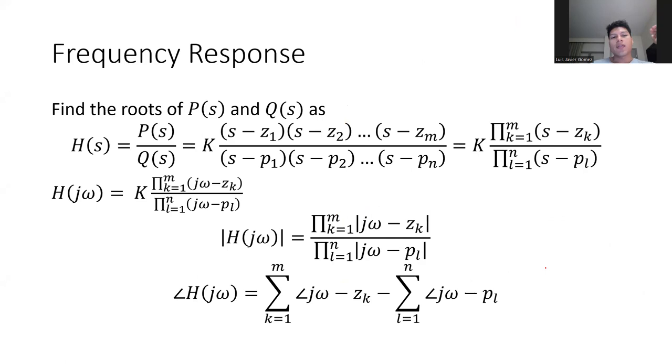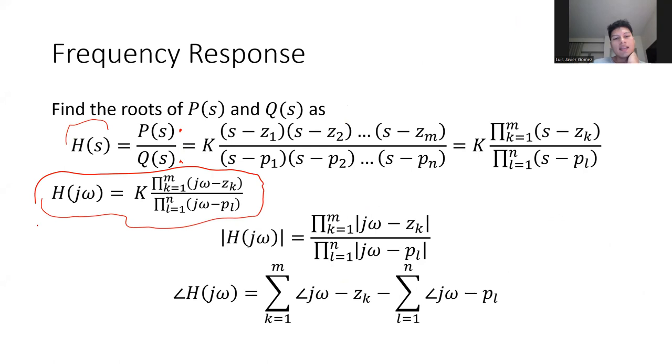Okay, so how do we generate these plots, and how do we plot out frequency responses? First we have to go back to our transfer functions, and we know that transfer functions are the ratio of a polynomial in the numerator and a polynomial in the denominator in s. And so your transfer function will look something like this for any given circuit.